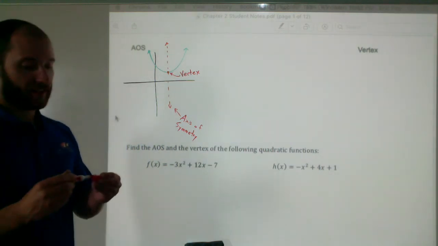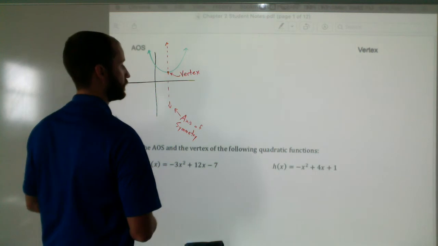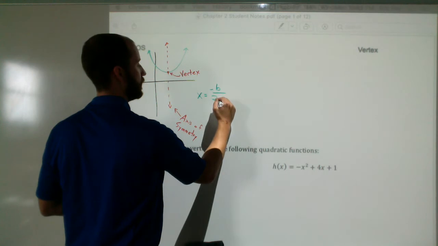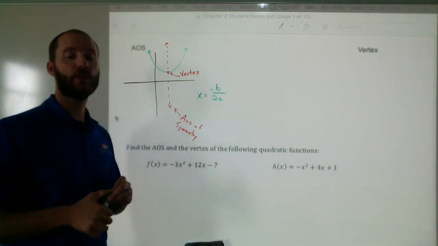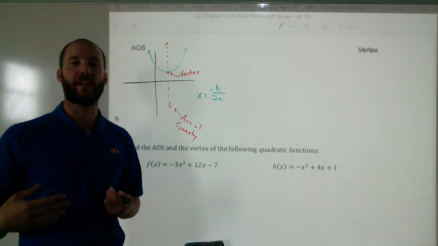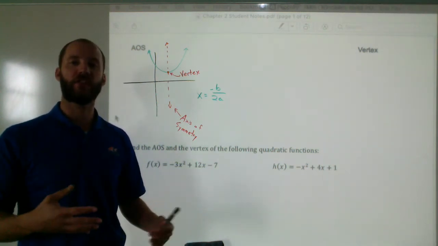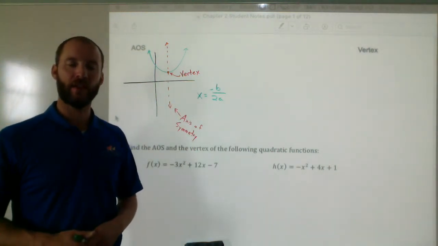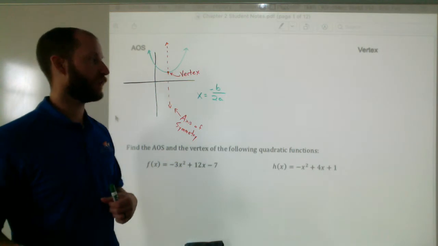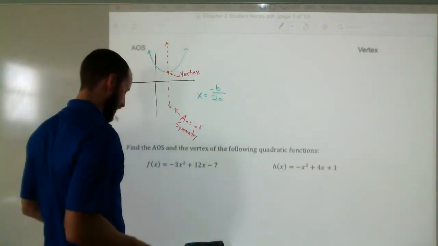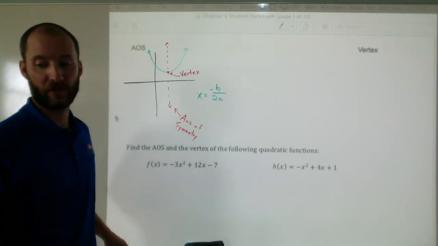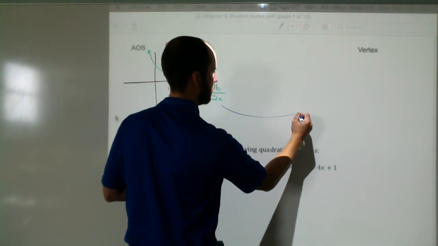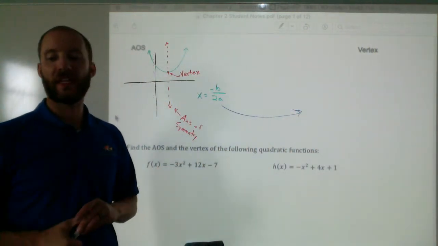Now, in order to find the axis of symmetry, there's actually a pretty nice formula. That formula is x equals negative b over 2a. So if you look at that definition of a quadratic function, ax squared plus bx plus c, whatever b is, the middle coefficient, you take the opposite of that, make it negative b. So a positive becomes a negative, a negative becomes a positive. That gets divided by 2a, 2 times your leading coefficient. And this axis of symmetry actually feeds into the vertex.